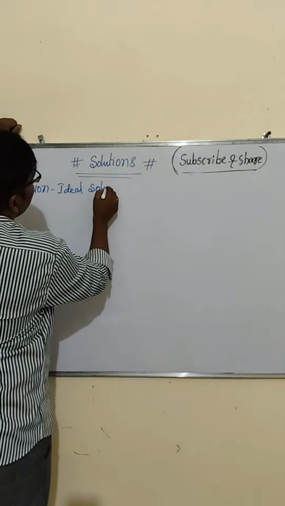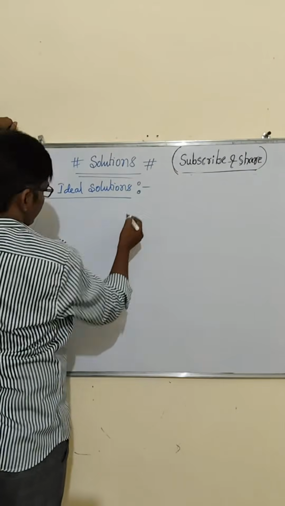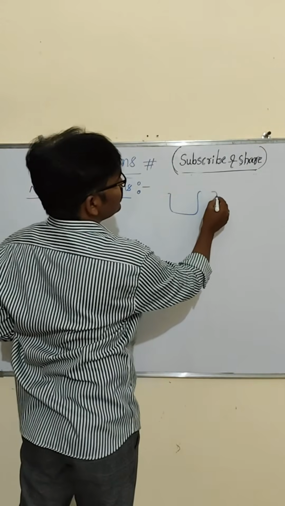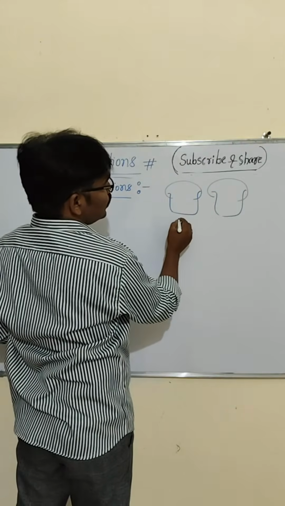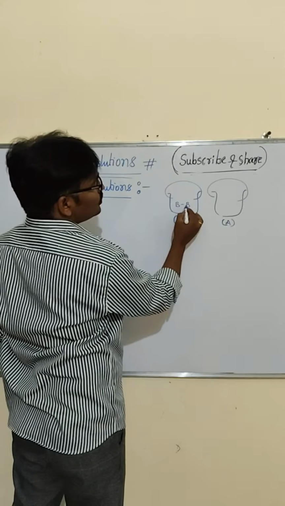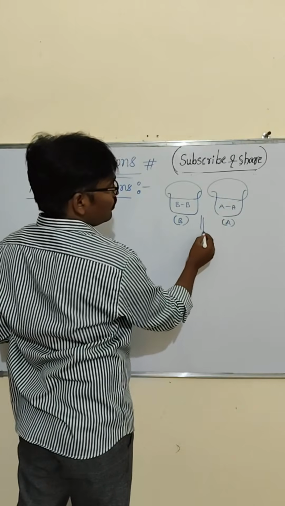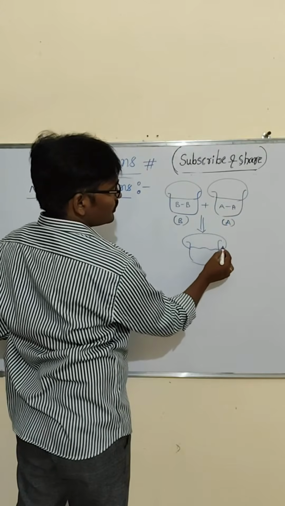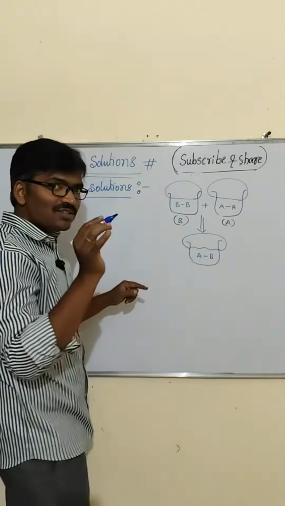Non-ideal solutions. Sir, which are the non-ideal solutions? When we discussed ideal solutions, we mentioned one point. This is solute and this is solvent. Both are present. Solute is the B component, solvent is the A component. Here, between the solute and solvent there are interactions, and between the solvent molecules there are interactions. When both are mixed, a solution is formed. Then A and B both components are there, and between them interactions are there.